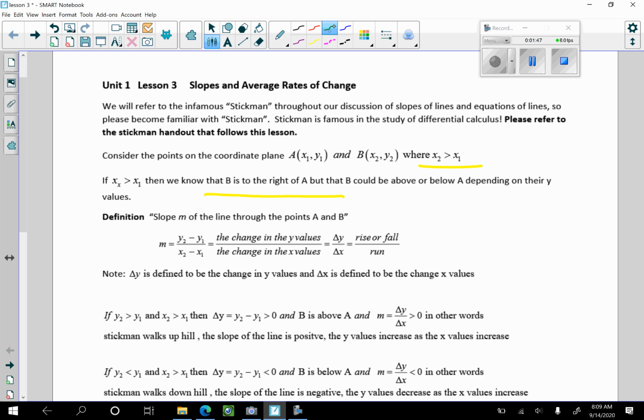So if I were going to look at this, this could be A, and B could be here, or B could possibly be here, too, on the coordinate plane. We don't know if it's up or down. That's what that's talking about. And that's going to help us when we think about the slope of the line. The slope m of the line through points A and B is the change in y values divided by the change in x values, which we're going to call delta y over delta x, the rise or fall over the run. That run is always going to be positive, because x sub 2 is greater than x sub 1.